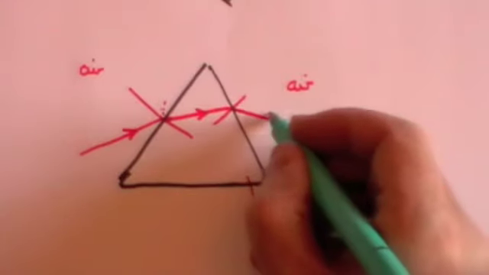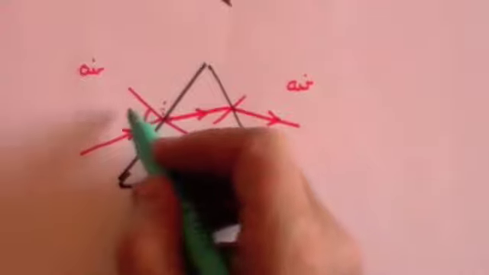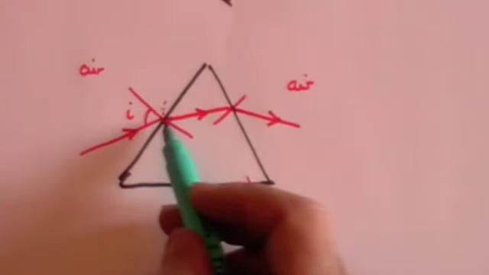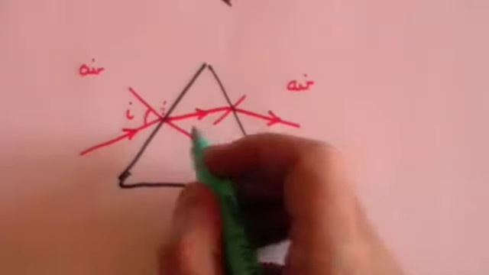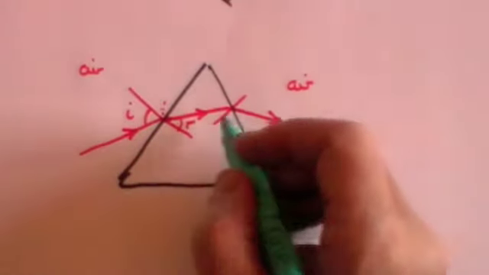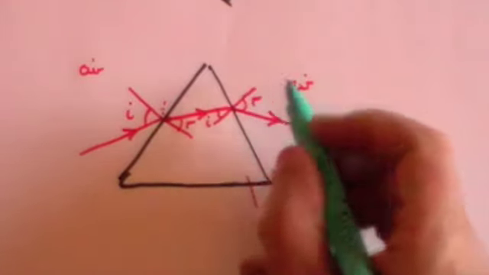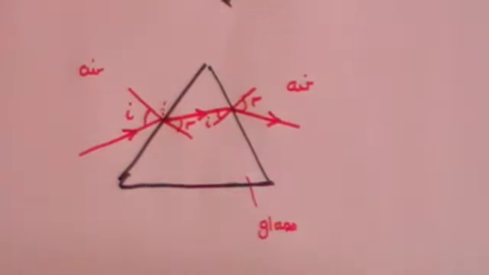We've looked at this before. Just to remind you that the angle of incidence, when we come in, will yield an angle of refraction which is smaller because we're moving towards the normal. Then at this point, the angle of incidence will produce a larger angle of refraction because we're going from a more dense to a less dense medium. And it looks something like that.